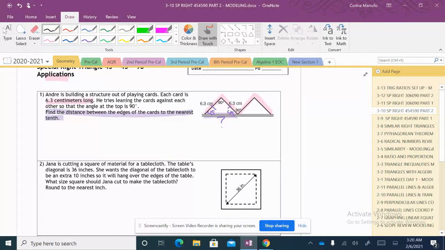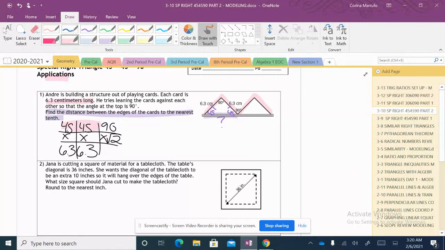So what I'm going to do is make my little table: 45, 45, 90, x, x, x times the square root of 2. They give us these two, the ones across from the 45s, because they're the same. So we already know what these are. Now we're looking for the side across from the 90. So instead of x, I'm going to plug in 6.3 and the square root of 2.